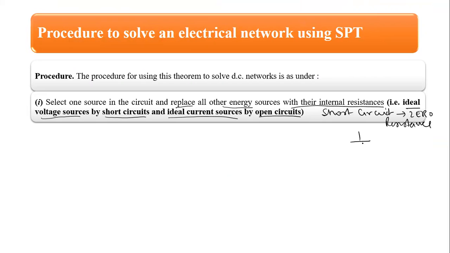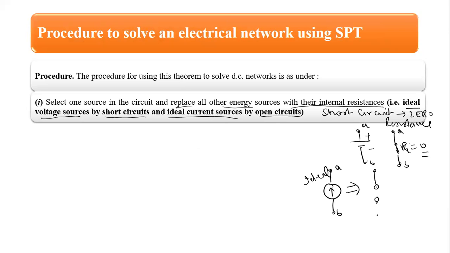That means if we have a voltage source somewhere in the circuit and we want to replace it, let us say these two terminals are A and B, we will make this voltage source short, because the internal resistance of this is zero. Similarly, if we have a current source between any two terminals of the network and we want to apply the superposition theorem, and it is ideal, it can be replaced with an open path. So this is open, so Ri here is infinite.